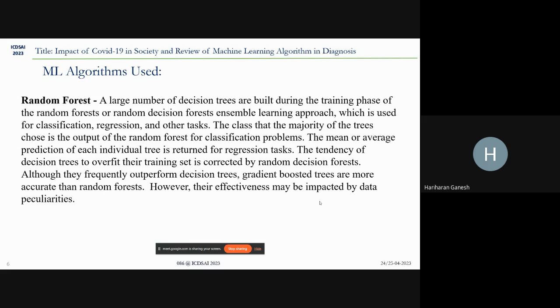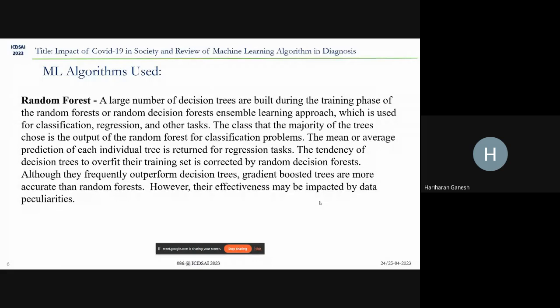And we use random forest as well. A random forest is a large number of decision trees, built during the training phase of the random decision tree ensemble learning approach, which is used for classification, regression, and other tasks. For classification, the output is the class that the majority of the trees choose. For regression tasks, the mean or average prediction of each individual tree is returned.